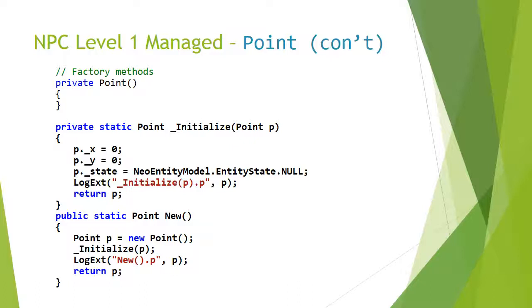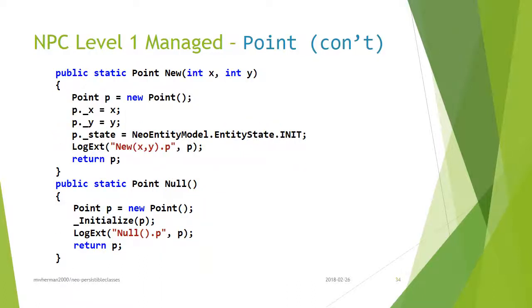X and the Y to 0, and initializes the entity state. Here we see an example of the new method that takes parameters, and of course this sets all of the fields in the point. We could use initialize, but we're trying to be a little bit efficient here in terms of not having a whole bunch of calling going on.